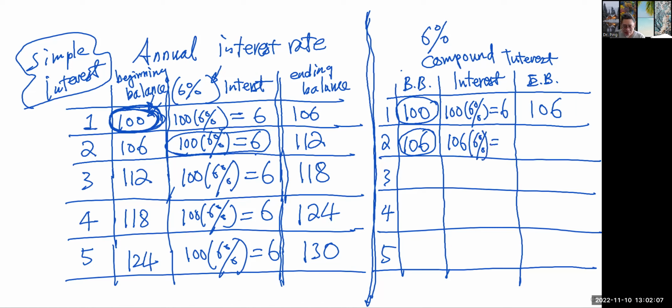And what's that? We can use our calculator to find it. So 106 times 6% is 6.36. And now we have 112.36. Now, not much of a difference. After the second year, you get like 36 cents. That's reasonable, because the interest from the previous year is only 6, so 6 times 6% is really not that much.